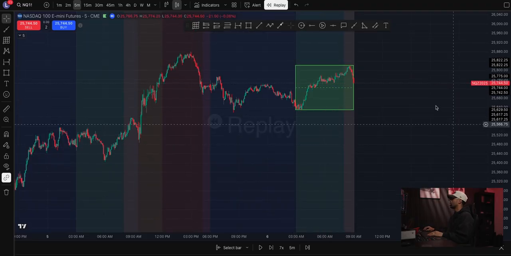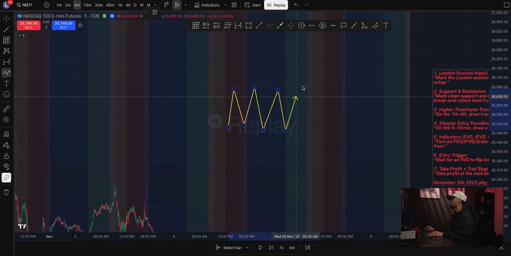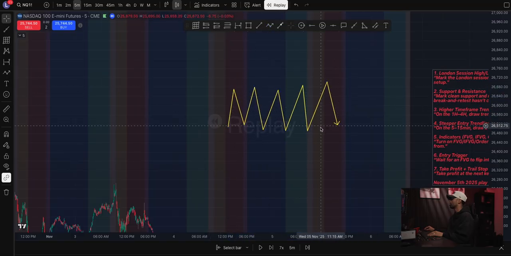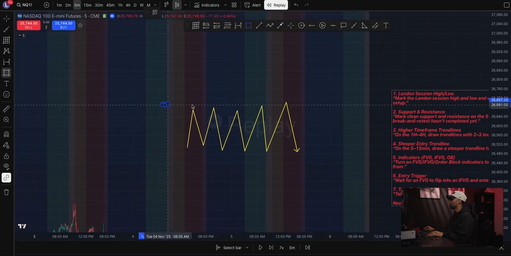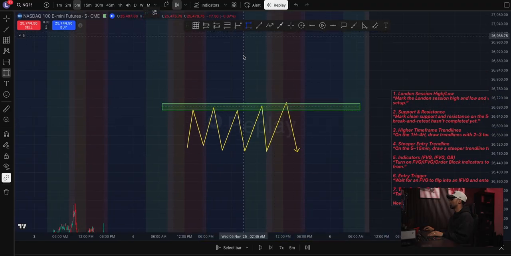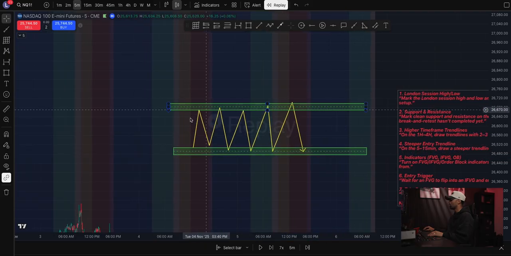Let me give you an idea of what a break and retest is. This is the chart. Let's just say the chart is moving sideways. We have resistance up here and support down here. Support is always on the bottom. Resistance is always on the top.